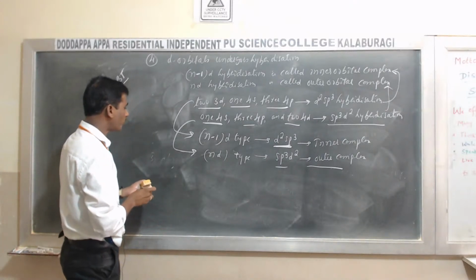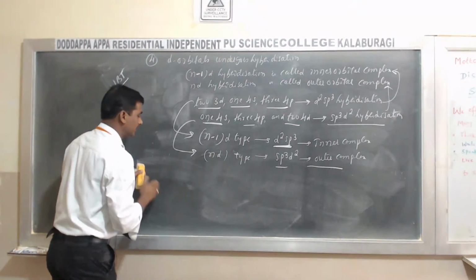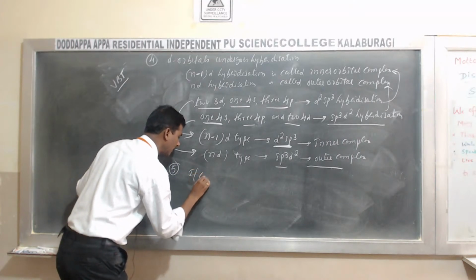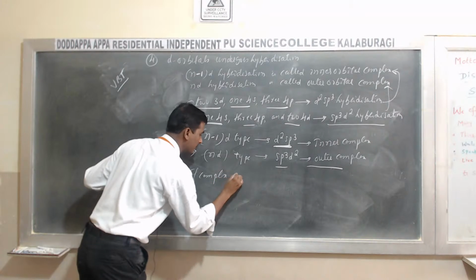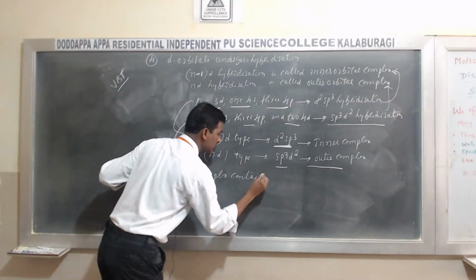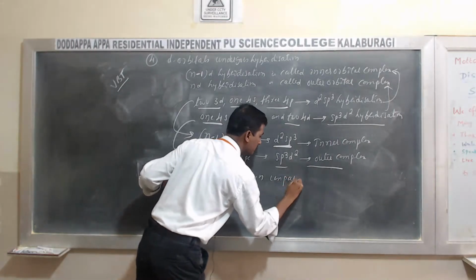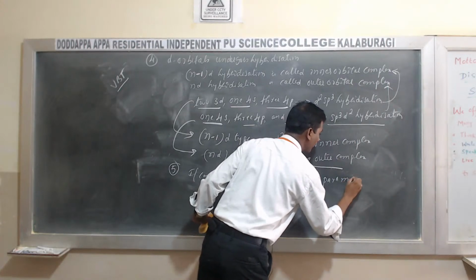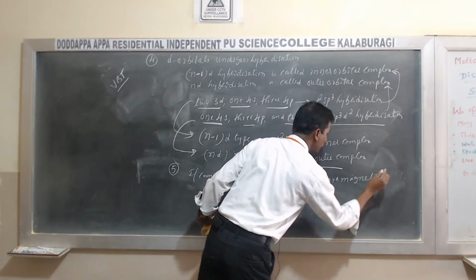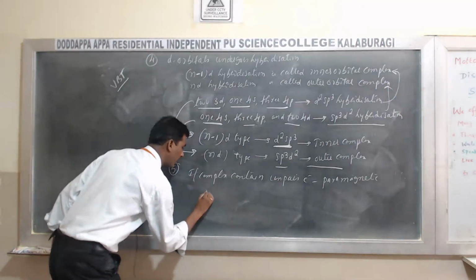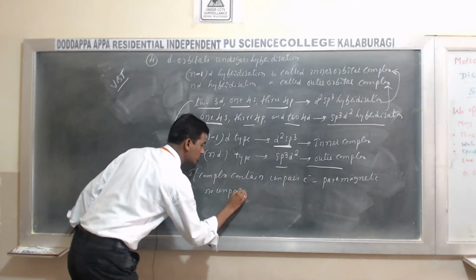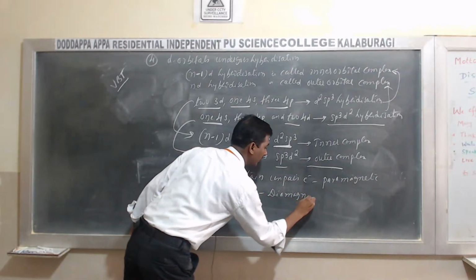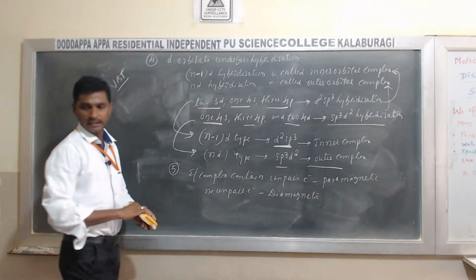Yes. The last point: if a complex contains unpaired electrons, it is called a paramagnetic complex. If there are no unpaired electrons, it is called diamagnetic. All of you listen.